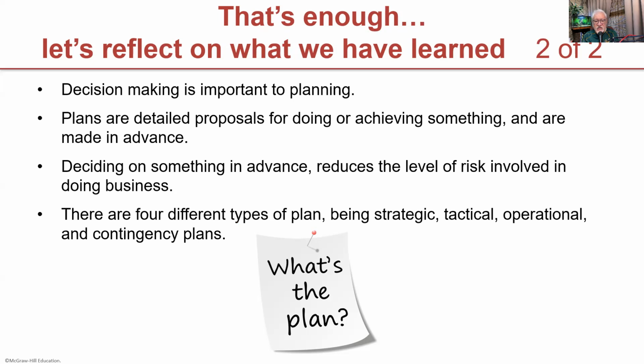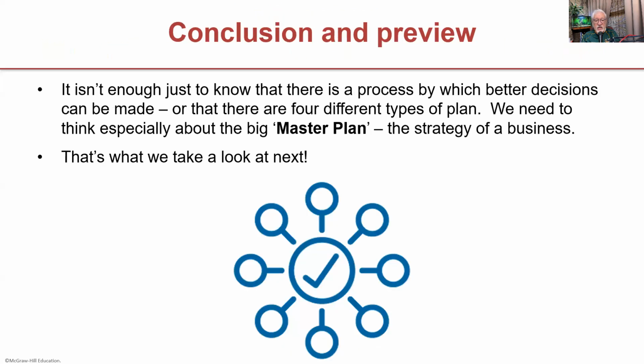And finally, there are 4 types of plan: strategic, tactical, operational, and contingency plan. So we can draw a conclusion over here. And the conclusion is simply that it isn't enough to know that there's a process, but you also have to know that there's types of plan. The fundamental thing is we must now look at what that master plan is, and that becomes the objective of the next video lesson. I'll see you in that one.